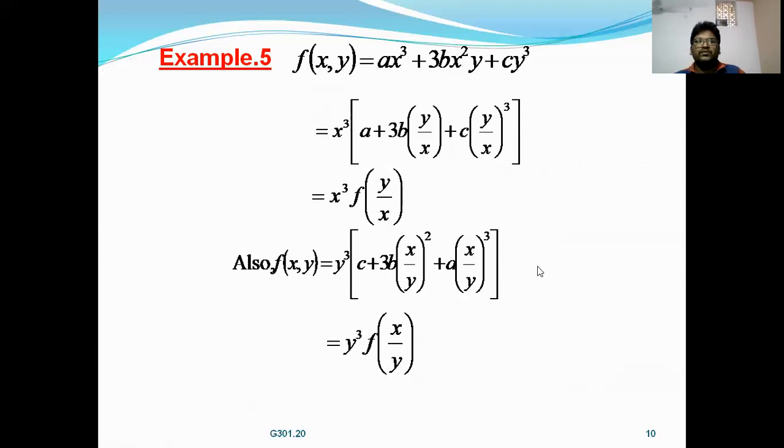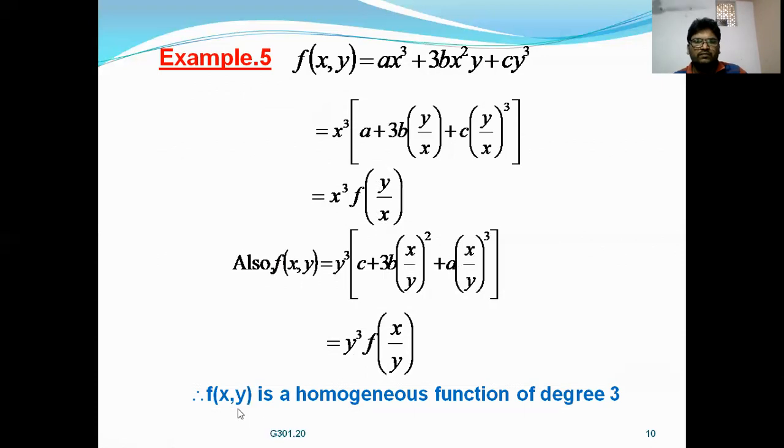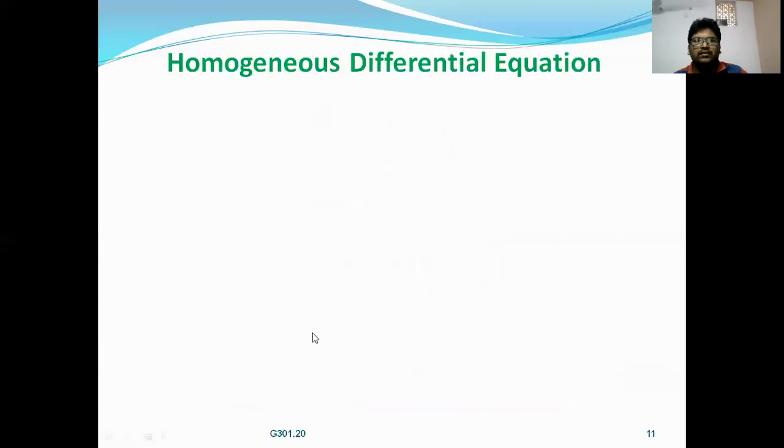This is the alternative method for showing the function is a homogeneous function. I hope you understood. This is the alternate method for the above problem. Therefore, f of x is a homogeneous function of degree 3. Next we have to discuss the homogeneous differential equation.